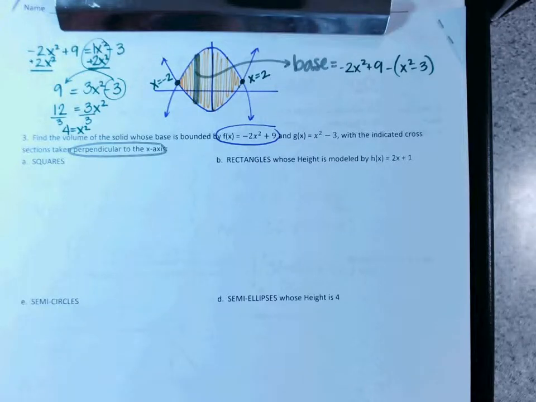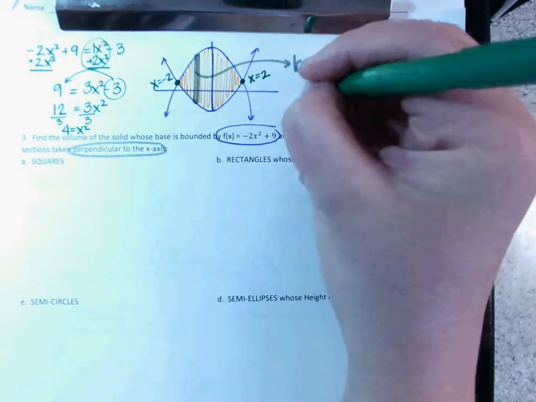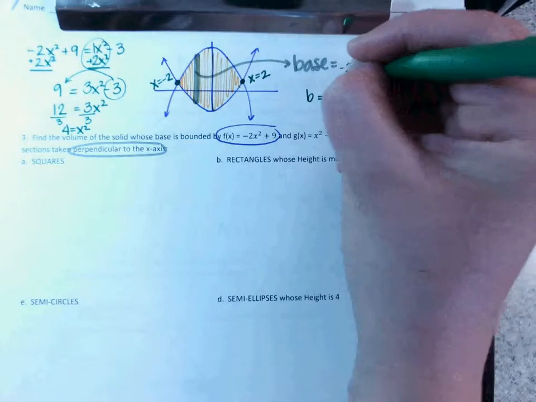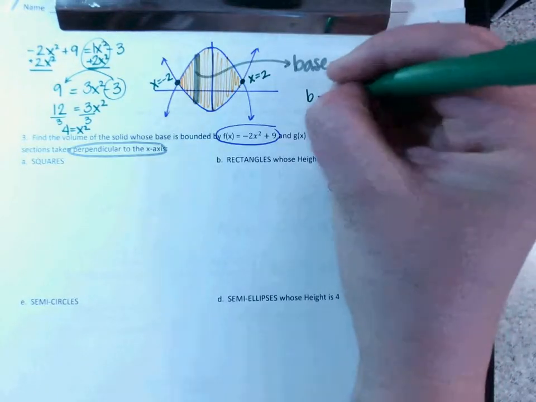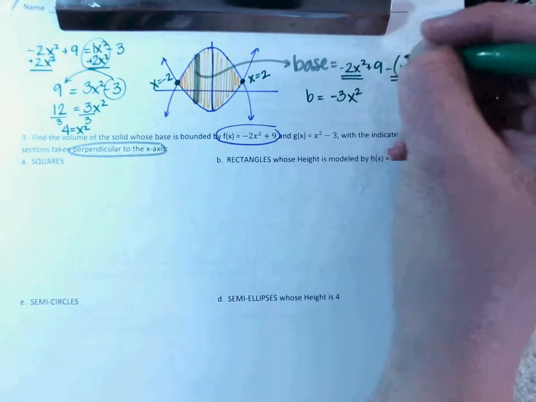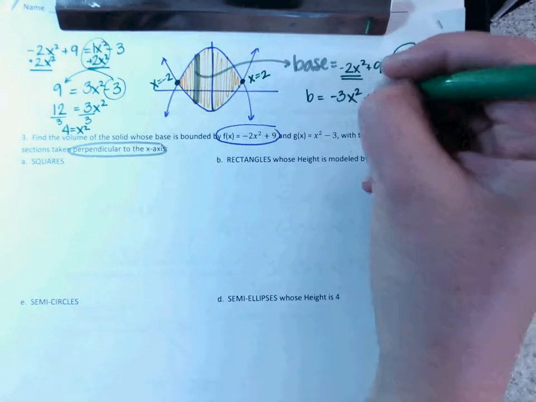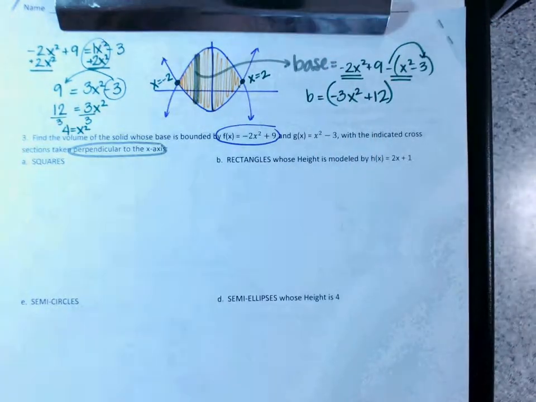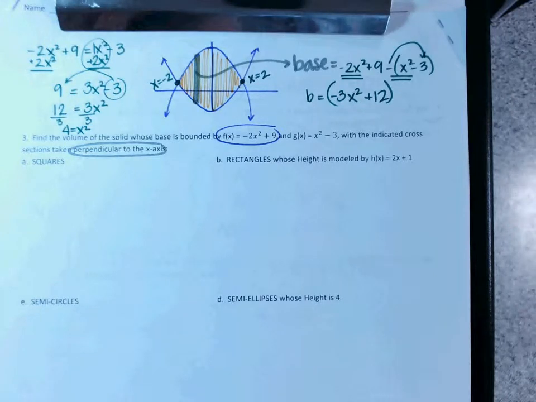And then remember, it's up to you. If you want to condense that to make it more simple, that's fine. If you don't want to, that's fine too. Okay, but I'm going to here. So my base is going to be negative 3x squared, and then 9 minus negative 3 is really a plus 12. That's my base. No matter what shape they pick, that's my base.